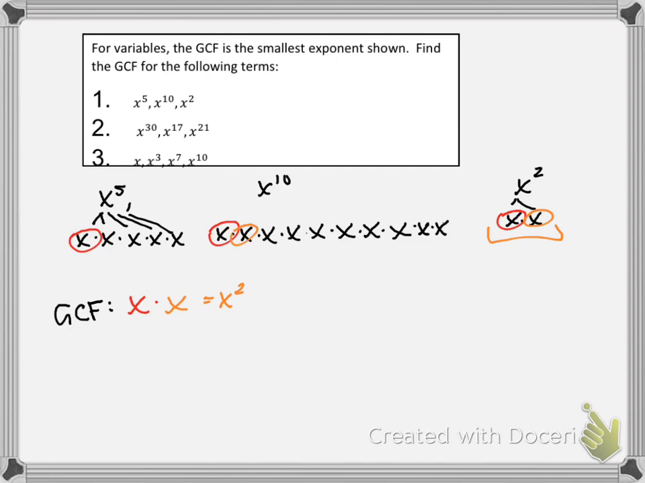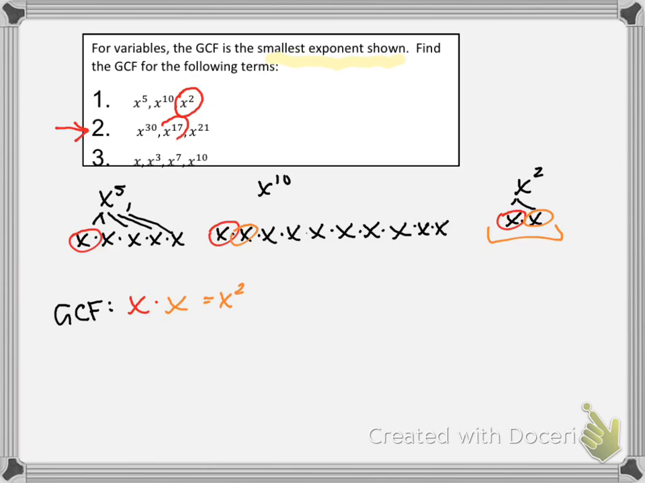So a better option for us is to use the fact that the GCF, when you're working with variables, is going to use the smallest exponent shown. Okay? So what we can do to find the GCF is literally just circle the term with the smallest exponent. So in number 1, x squared is the smallest exponent. Take a second and see if you can do number 2 without me.